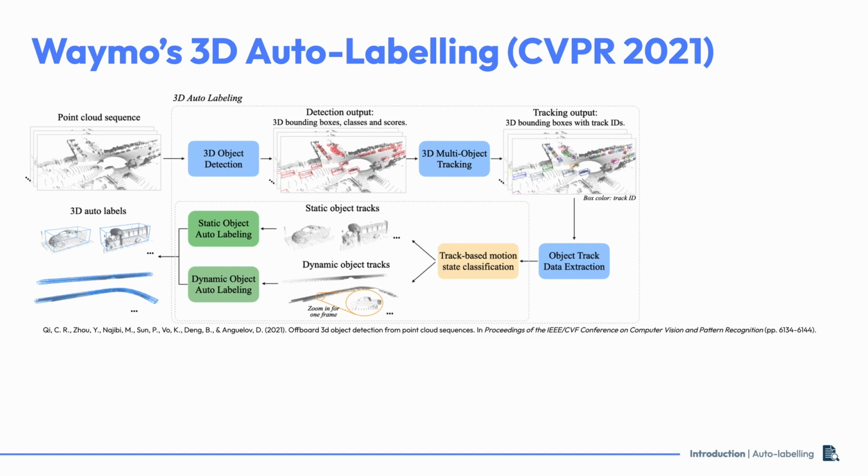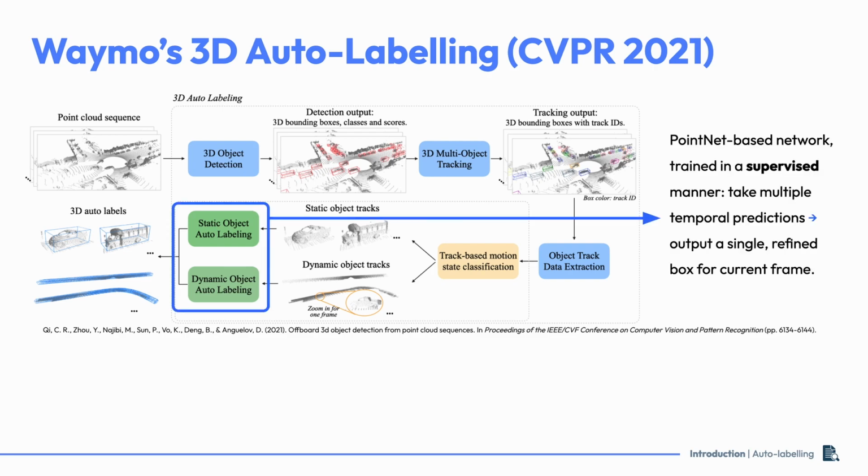For this refinement process, they use a separate machine learning network that's based on PointNet. They train this network in a supervised manner, where you take in multiple temporal predictions and then refine the output for the current frame that you want to label.